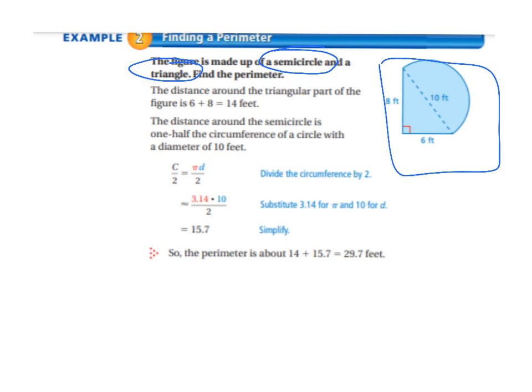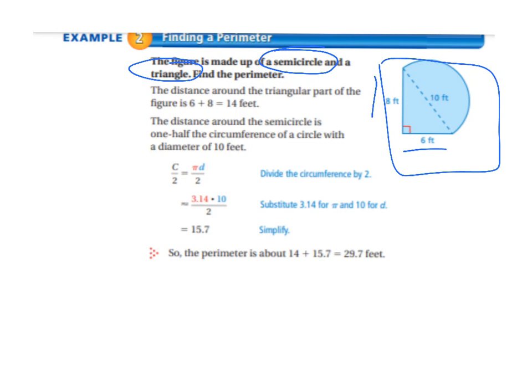It says the distance around the triangular part of the figure is 6 feet plus 8 feet. We don't have to worry about the 10 feet because that's inside. We're calculating the perimeter of this whole figure, so we're not going to count that part on the triangle part. And then it says the distance around the semicircle is 1/2 the circumference of a circle with a diameter of 10 feet.